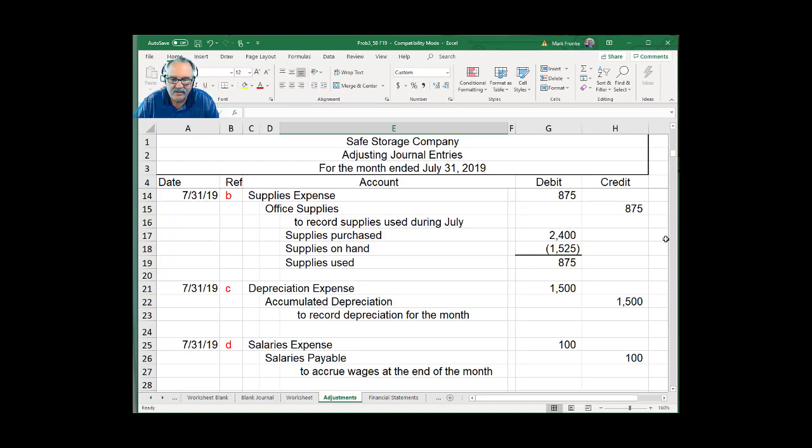Entry C, they just gave you the depreciation expense for the month. Easy. Debit depreciation expense, $1,500, and credit accumulated depreciation, $1,500.